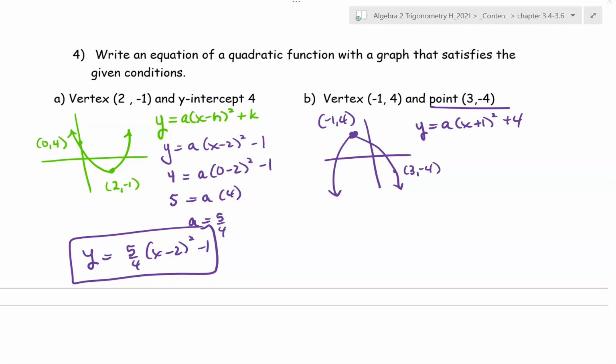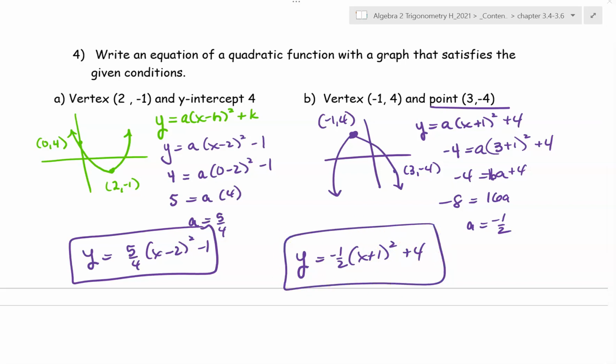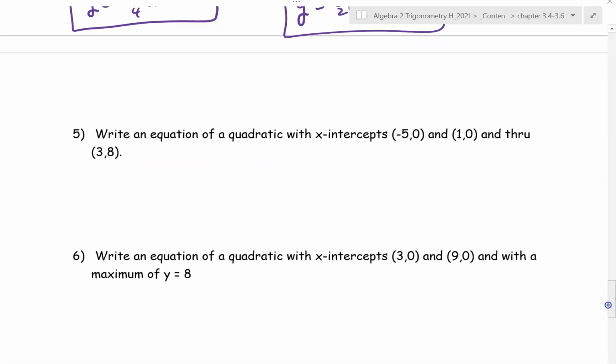So I substitute -1 for the h and 4 for the k. I need to use this point over here. Temporarily I'll substitute -4 in for y and 3 in for x so that I could hopefully find a. So let's see, I have 16a plus 4. So if I subtract 4 and divide by 16, my a is -1/2. So I have y equals -1/2 times the quantity x plus 1 squared plus 4. And this is consistent with my graph because we knew that the parabola opened downward, so the -1/2 was expected.